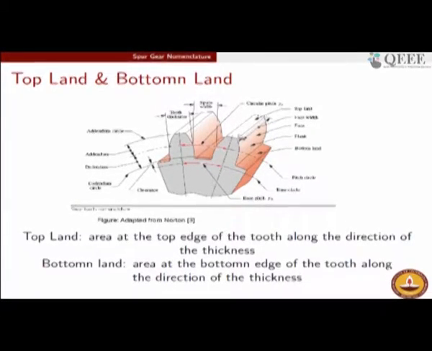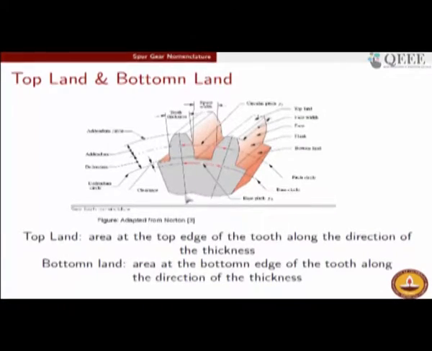Top land and bottom land. Top land is the area at the top edge of the tooth. This is the top edge of the tooth, the one which is passing through the addendum. Now, if you go along the depth direction of the gear, the area that is covered is going to be the top land. Similarly, the bottom land is the flat land that you see at the base of the tooth, corresponding to the dedendum. So that is called the bottom land. The area at the bottom edge of the tooth along the direction of thickness is called the bottom land.